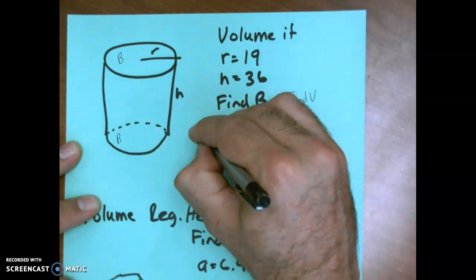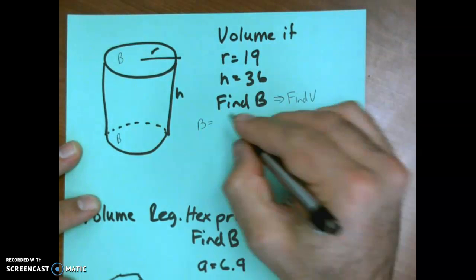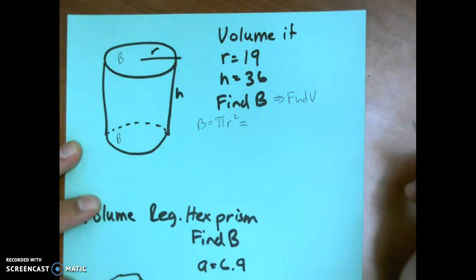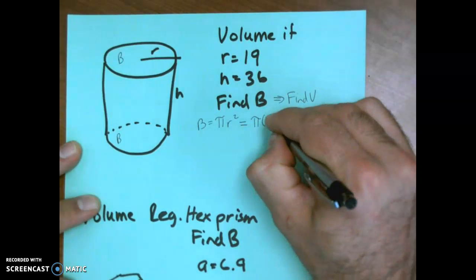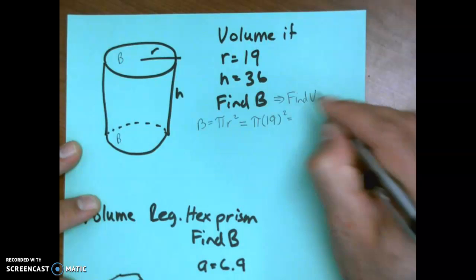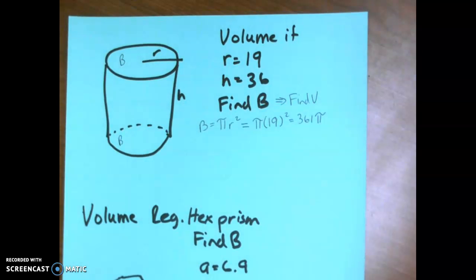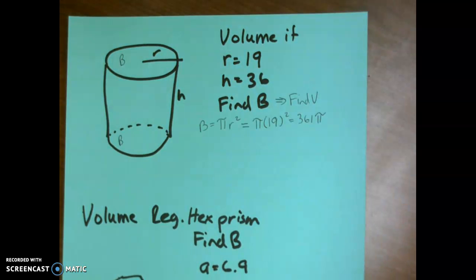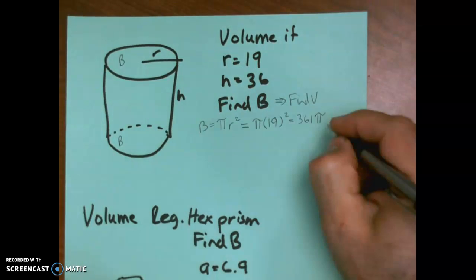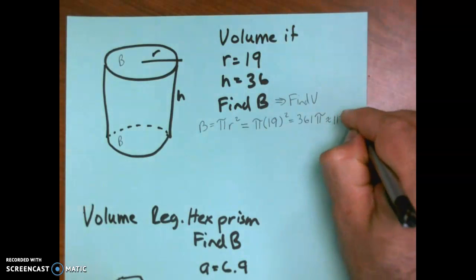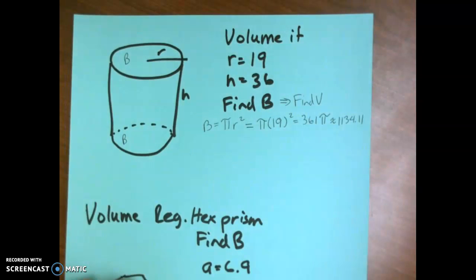Okay. So my first thing is B is equal to, in this case, pi times my radius squared. So pi times 19 squared is 361 pi. Now, 361 pi is an exact value. If I were to approximate that, I would say it's about 1134.11. Depending on the type of question that you're looking for, either one of these is acceptable.